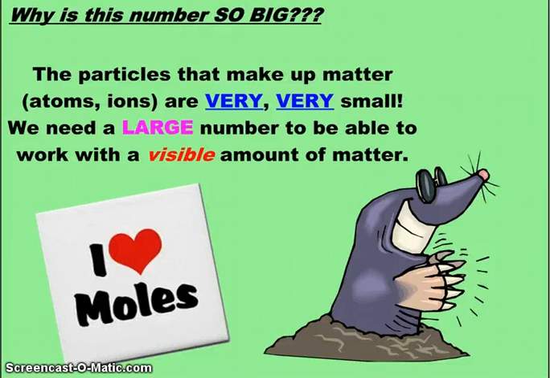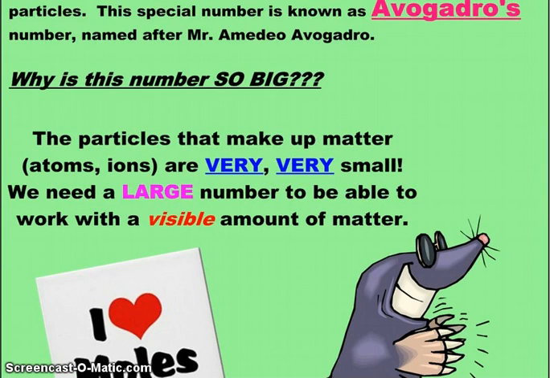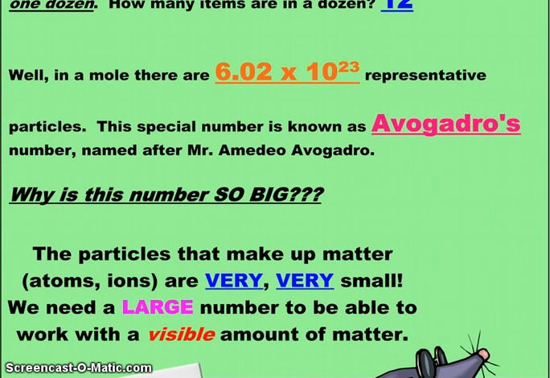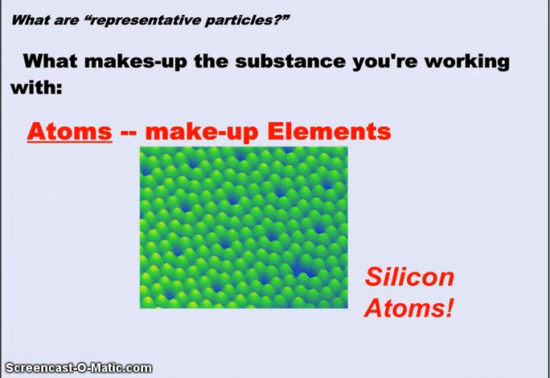So again, yes, this is the chemist's dozen. Someone decided that 1 dozen things is going to be 12. Well, it was decided that 1 mole is going to be 6.02 times 10 to the 23rd. And like I showed you up here, representative particles. What does that mean? Well, representative particles are what makes up the substance you're working with. For example, if I'm talking about atoms, atoms make up our elements. So if I had 1 mole of silicon, I would have 6.02 times 10 to the 23rd atoms of silicon, because atoms are what make up elements.